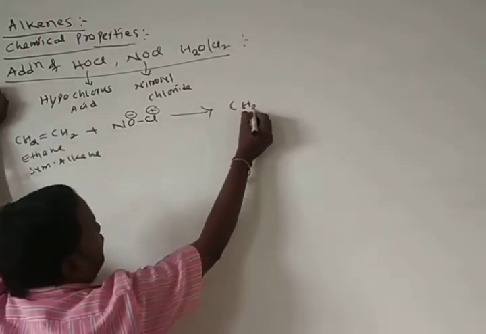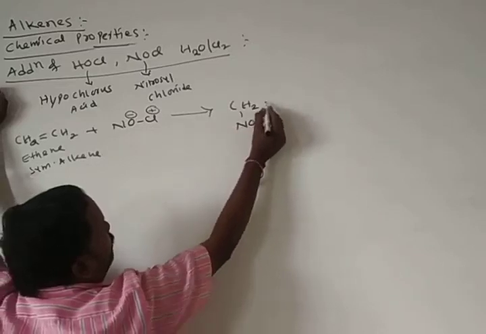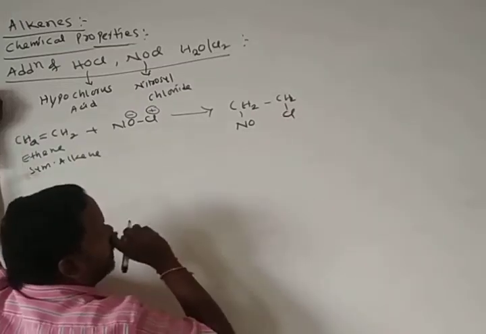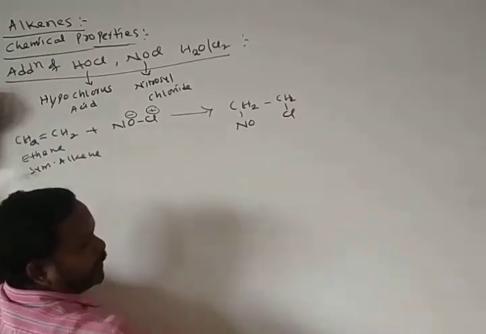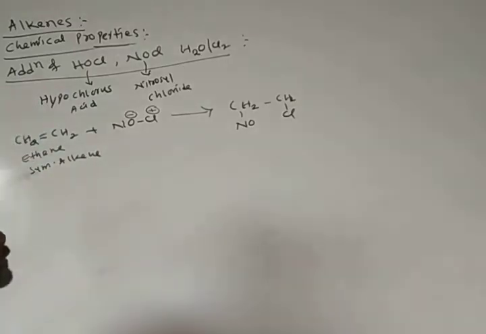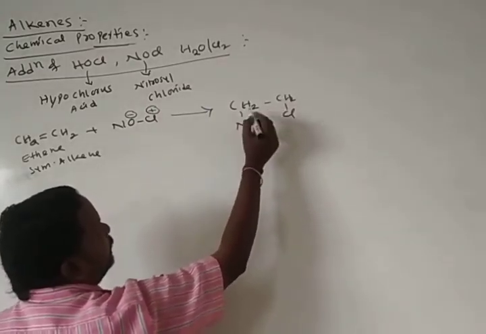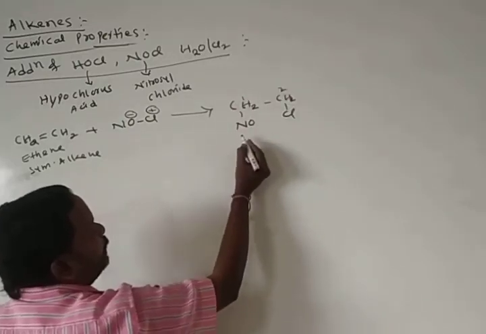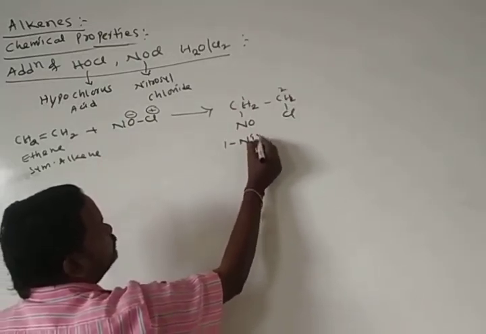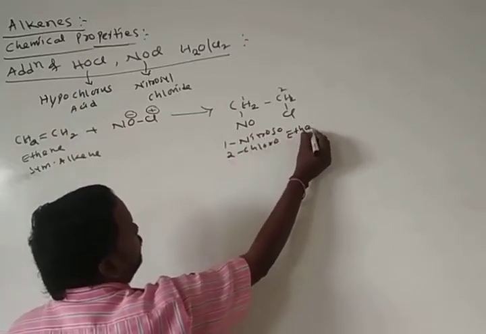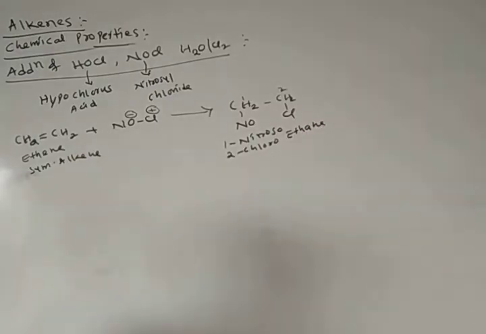Right here, the reaction: here NO, here CH2Cl. What do we call this one? We call it nitroso chloride. Give the numbering: nitrogen 1, 2. Here 1-nitroso, 2-chloro ethane. Symmetrical means we get only one product.